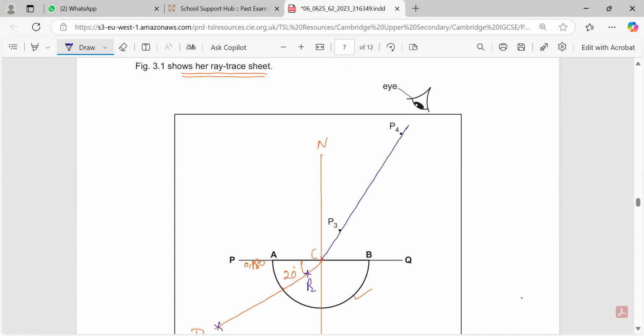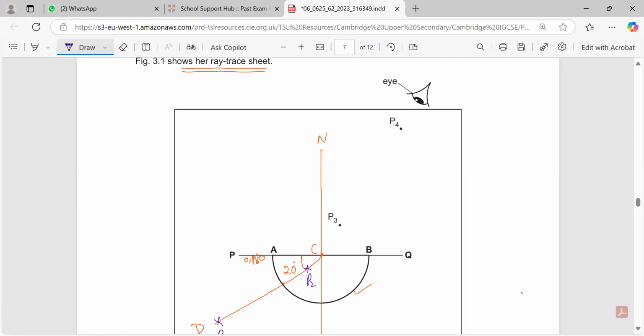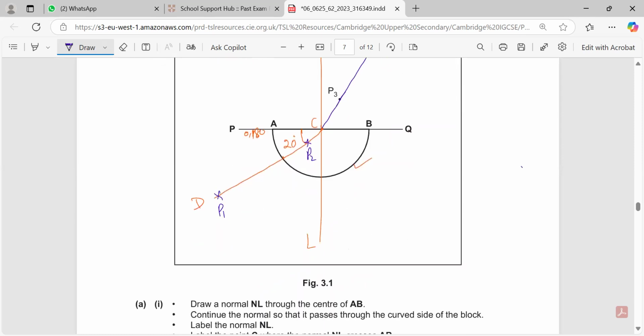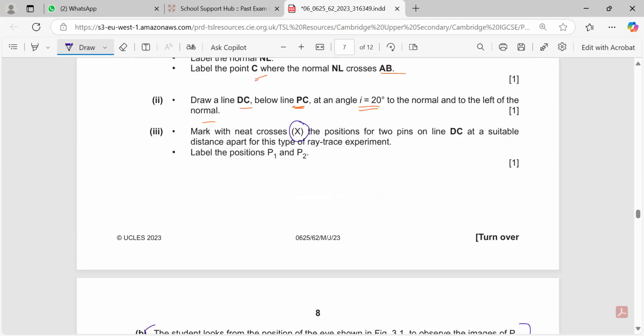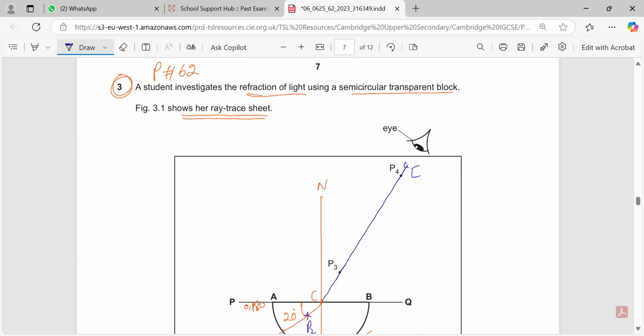So this way, and this is wrong by the way. I will draw another line because this line is not passing through these points. Again, now what will you do in exam? See, I did it and it was wrong. So roughly, first of all, what to do? Just try this way. Try this way. Yes, workable. So now make a straight line this way. And what is said? What should be the end of this line? Label E the end of the line furthest from AB. So it means that this point will be labeled as E. This point is labeled as E.